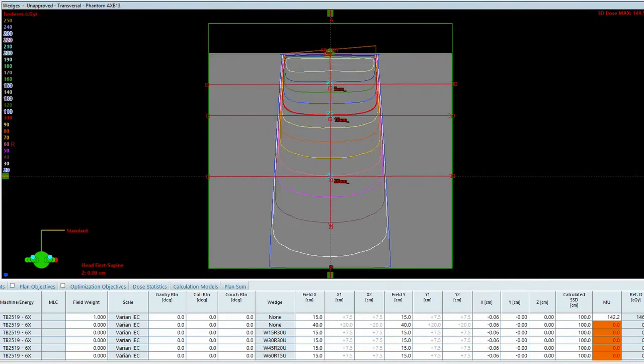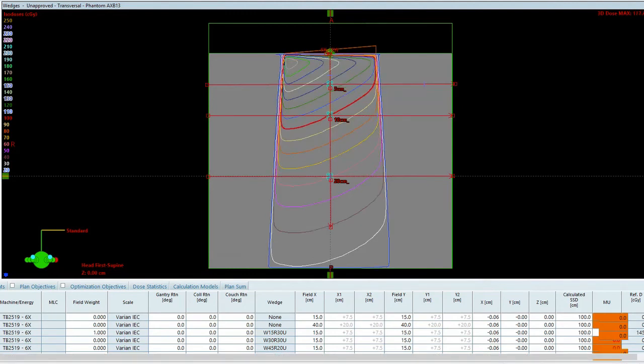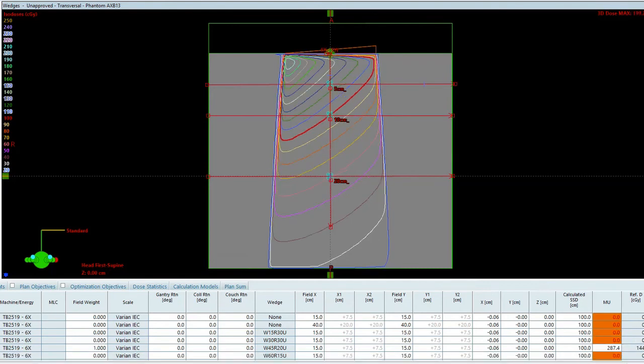So monitor units are directly impacted by the wedge factor, the wedge transmission factor. With the open field, my monitor units are 142.2. For my 15 wedge, because of the attenuation of the wedge, in order to deliver 100 centigray I have to increase to 198. For a 30 wedge, it moves up to 254. For 45, I'm at 287.